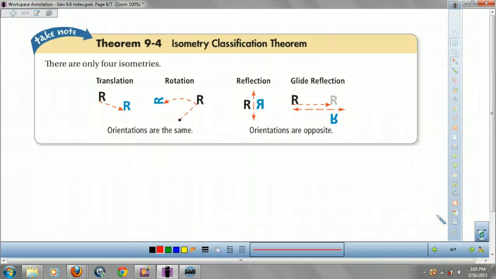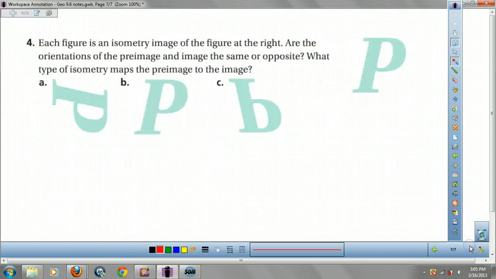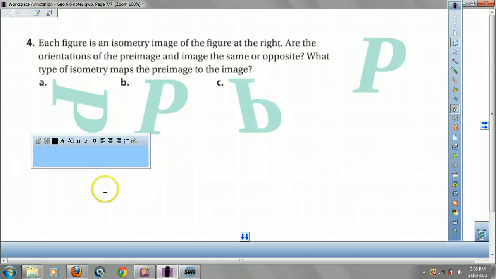All you guys write it. And last one, each figure is an isometry. What type of isometry maps the original P to these P's? Well, for A, if you look at that sideways, is that incorrect orientation? Why, yes, it is. It's still a P. It's not a Q. So that means it is a... But it's not still straight up and down, so I know it's a rotation.